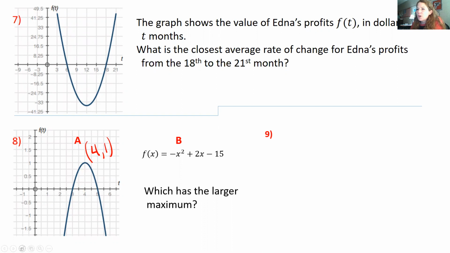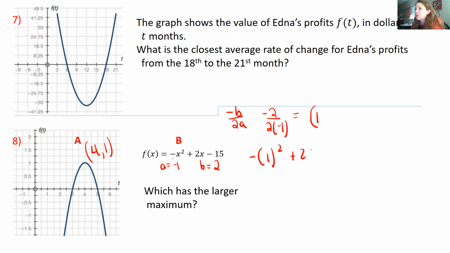Okay, and then for letter B, we're going to use our vertex formula, negative b over 2a. So our a is negative 1 and our b is 2. So the opposite of 2 is negative 2 over 2 times negative 1. So negative 2 divided by negative 2 is positive 1. And then we plug in 1 for x. We do the opposite of 1 squared plus 2 times 1 minus 15. So the opposite of 1 squared is negative 1 plus 2 minus 15. And then that would be 1 minus 15, which is negative 14.